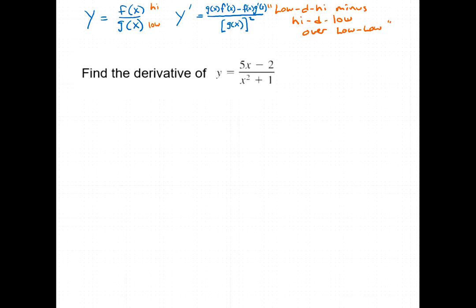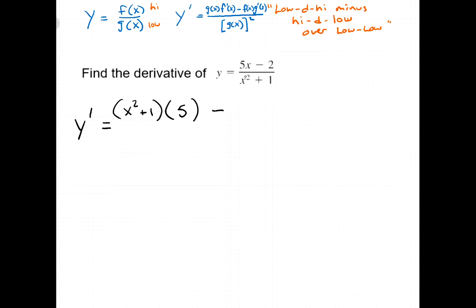So we come down here to the problem. Y prime should equal low d high, or g of x times f prime of x. So low, d high, derivative of 5x minus 2. Well, the derivative of 5x is 5, and the derivative of 2 is 0, so that's just a 5.